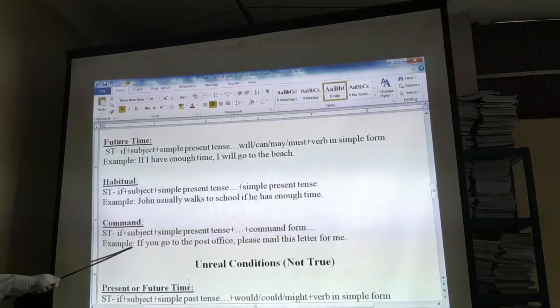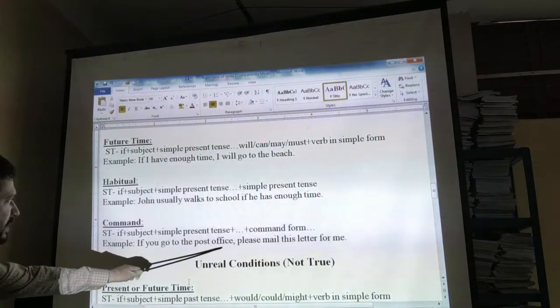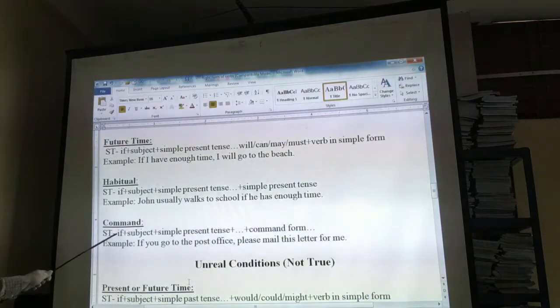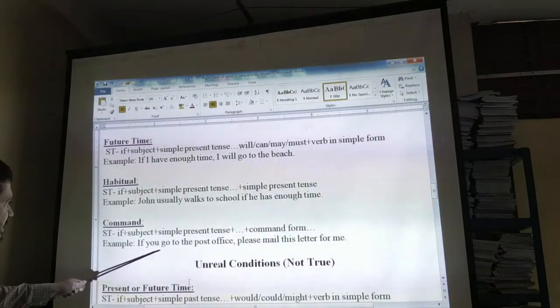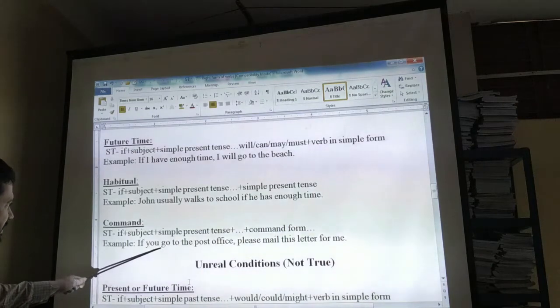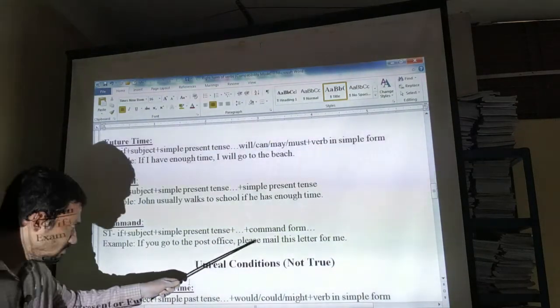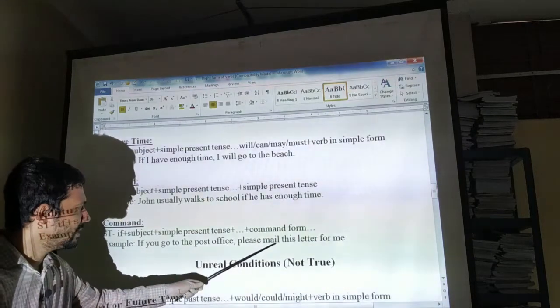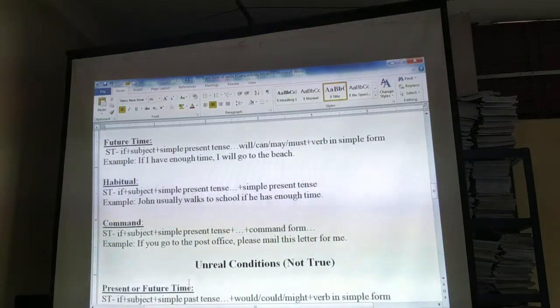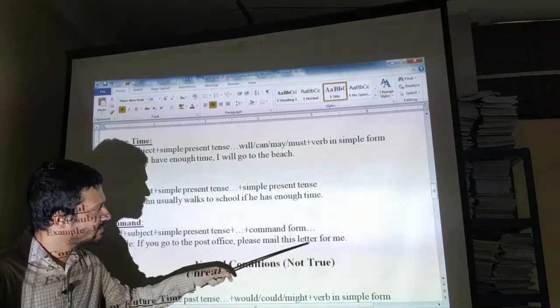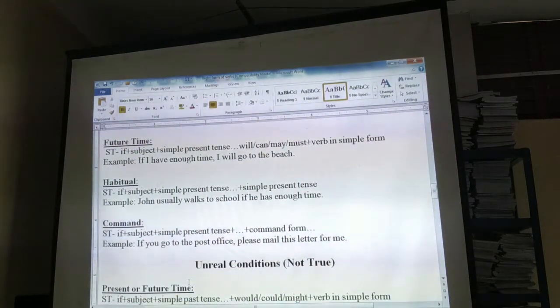I repeat, see this one, example. If you go to the post office, please mail this letter for me. See, if subject, simple present tense, go, present indefinite tense. Then, command form, see, mail, this one is the command form. Command form begins with the present form of the verb, mail. And then the rest of the sentence. Please write down the structure and example.